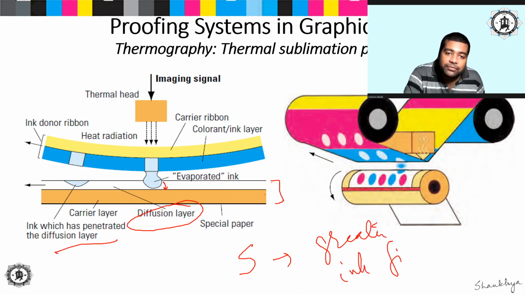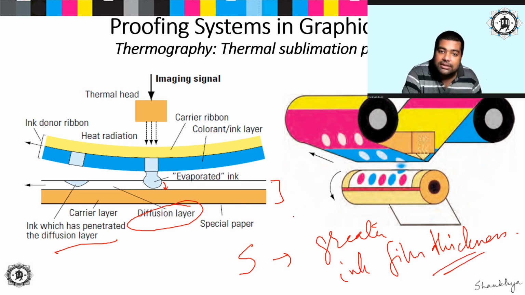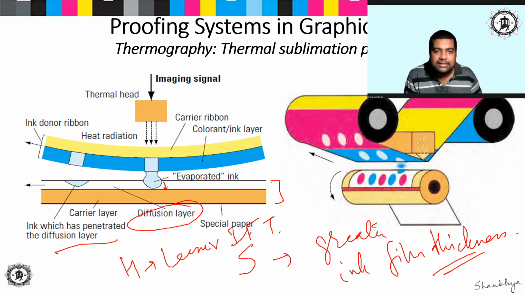film thickness will be there, right? Greater ink film thickness, not dot size, but ink film thickness. And for the highlight area, lesser ink film thickness, right? So if the ink film thickness is very high, then we have seen that the optical density increases, and if the ink film thickness is low, then the optical density reduces. Thereby the tonal gradation is basically determined in the thermal sublimation process. Okay.